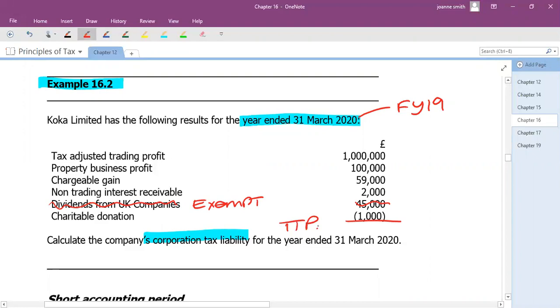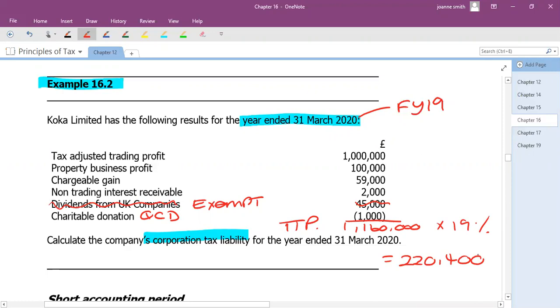All right, so we're going to add together all of the income, take off the charitable donation because that's what we class as a QCD. Remember, qualifying charitable donation, like a gift aid. So we get relief for it here because we would have disallowed it when we did the adjusted profit. So if you add all of that together, you get 1,160,000, and that would simply be taxed at 19%, which gives you a tax bill of 220,400.